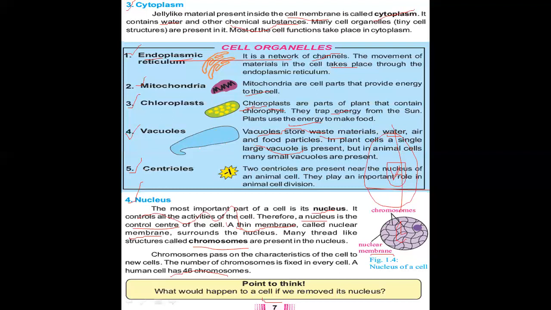Centrioles means it is present in the center, at the side of the nucleus. So they are two in number. You see this one and this one, they are placed with one another, and they're present near the nucleus, and that helps in cell division. Like you see, when the cell divides into two equal halves, they help in the cell division.